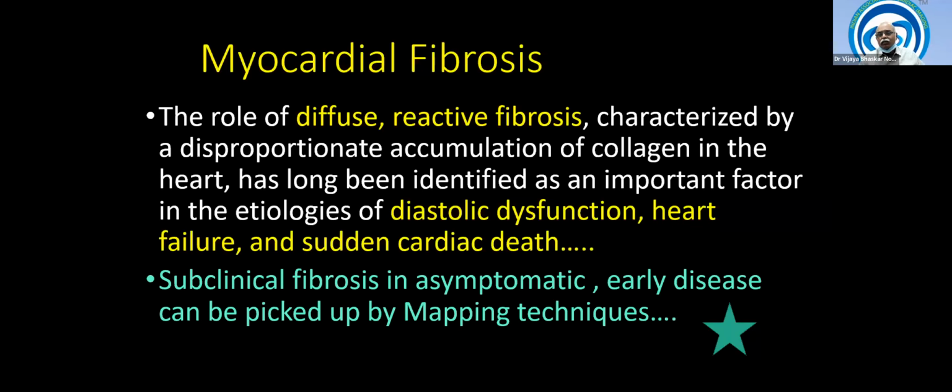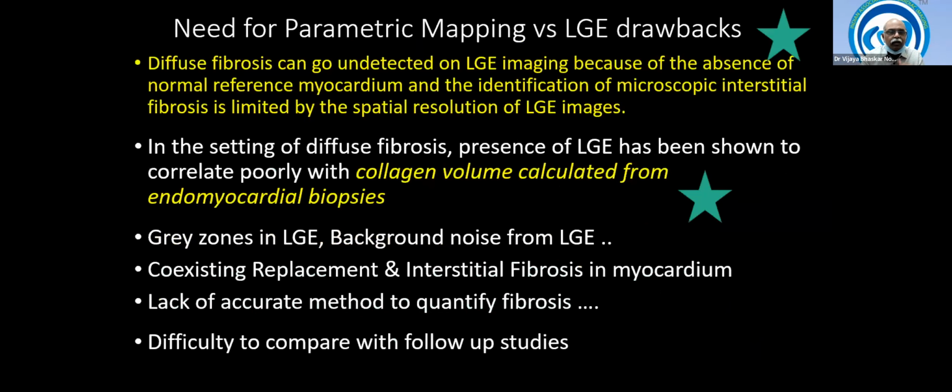So these are the individuals where, when T1 mapping and ECV fraction calculation are done, you can pick up disease early on, initiate treatment, and probably help them by preventing mortality and morbidity. That is the value of it. So I have told you the pathophysiology of LGE, fibrosis, and what is the need for parametric mapping, the drawbacks of LGE, which I have already told you.